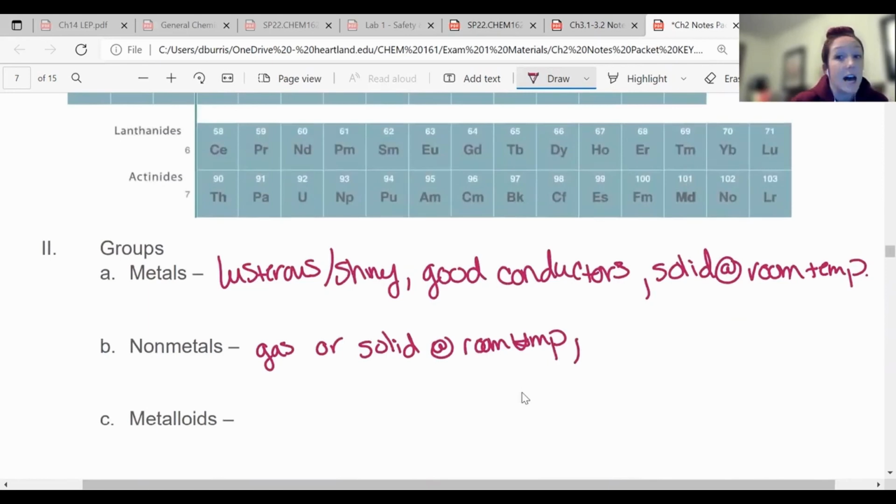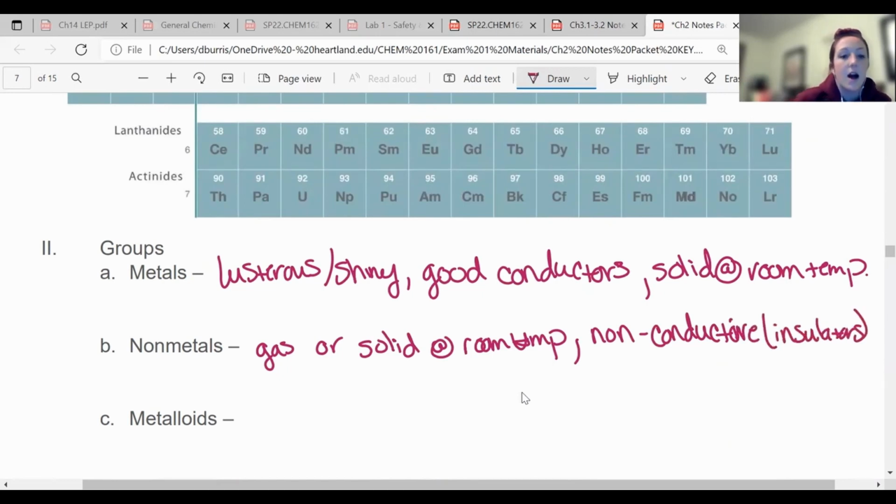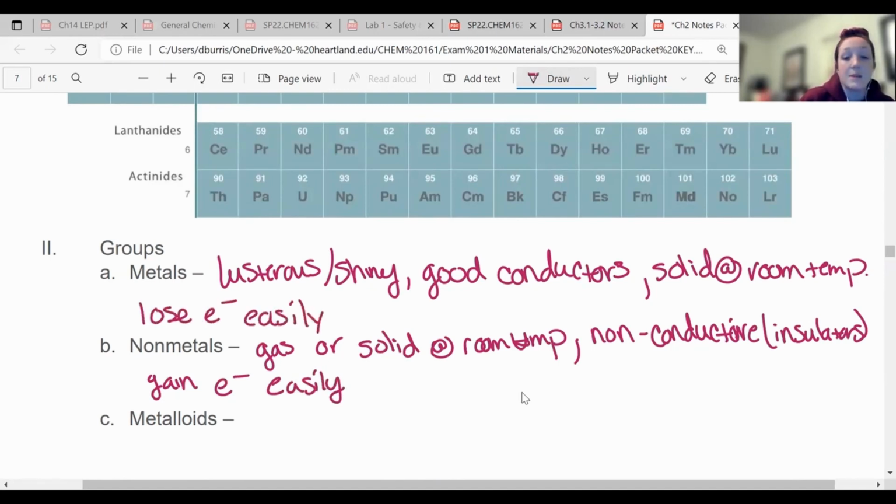They are very non-conductive, also known as insulators. Another word for that is insulators. And they actually gain electrons easily. So I'm actually going to add up here to the metals that they lose electrons easily. Most of them like to become cations or positively charged, and most of the nonmetals like to gain electrons and become negative ions and negatively charged.